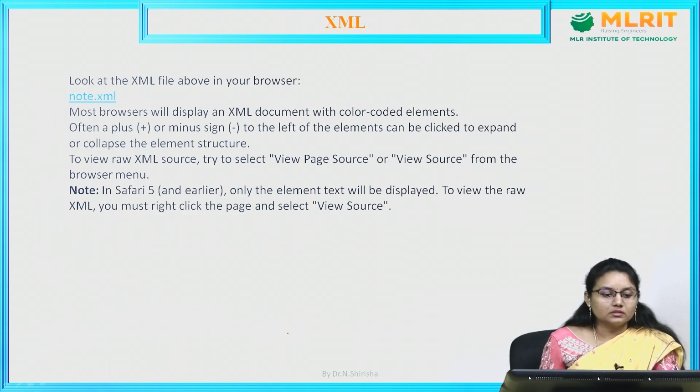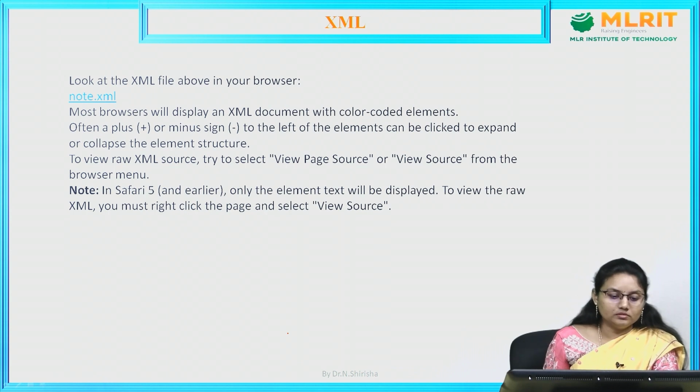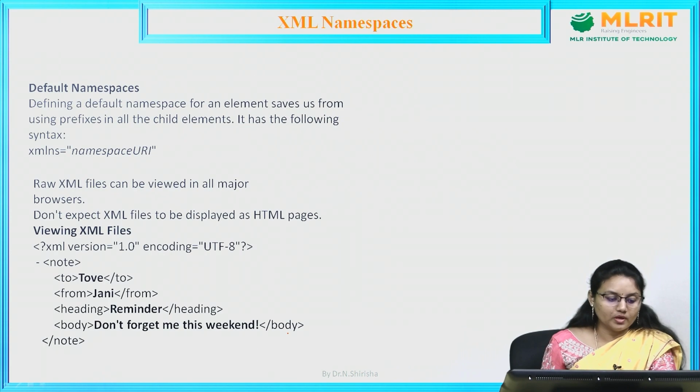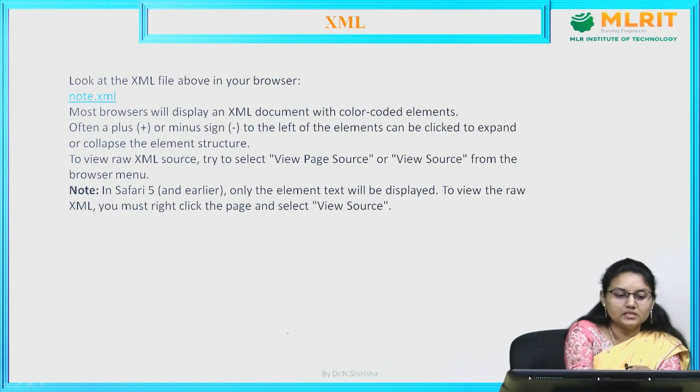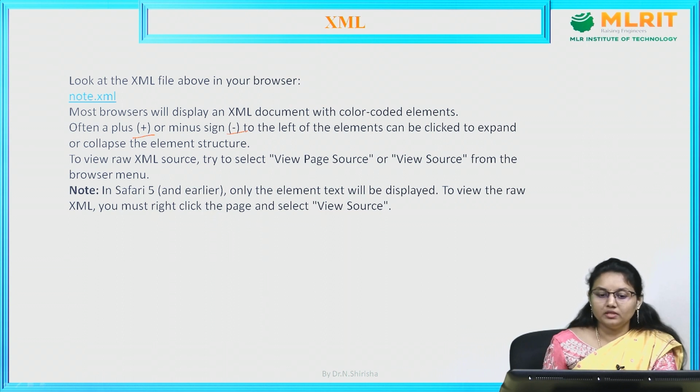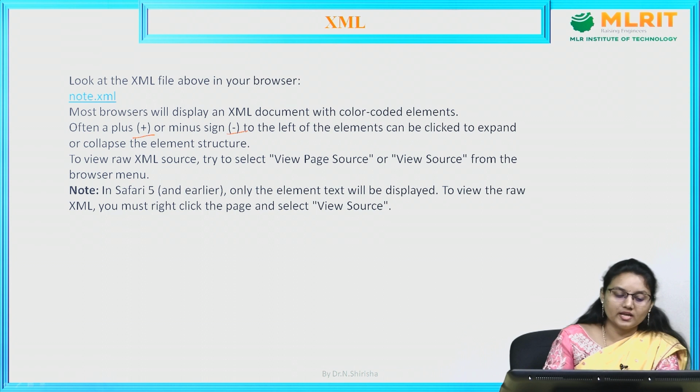You already know how to execute this note.xml, we have seen it in the last class. Just save it with the .xml extension and double click on the saved file. You will get this with a plus and minus sign. Color coded elements will also be given. The elements on the left can be clicked to expand or collapse. Plus means it will expand, minus is to collapse the element structure.